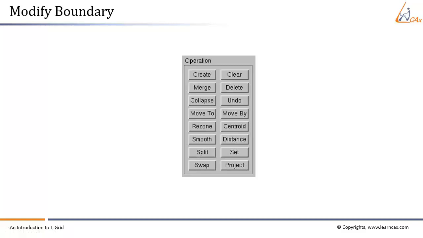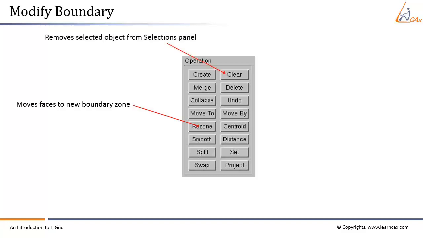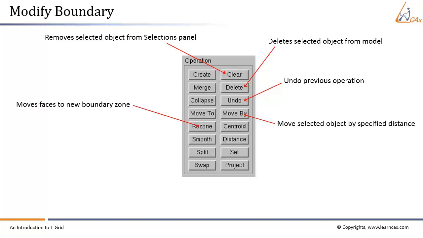Now let's see what other options are available in TGrid and how they work. Rezone. It moves faces to a new boundary zone. Clear. It removes the selected object from the selections panel. Delete. It deletes the selected object from the model. Undo. This option is used to undo the previous operation. Move by. This option is used to move the selected object by a specified distance.